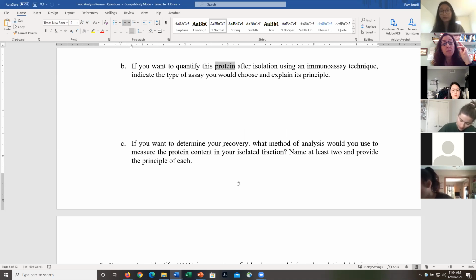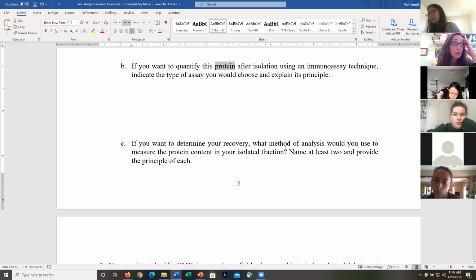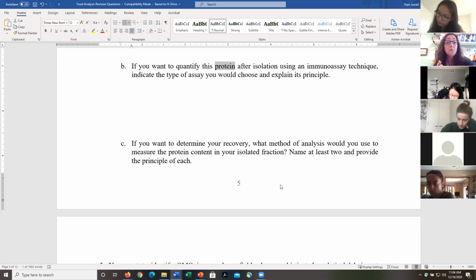So if I want to determine recovery rate or percent yield, how much protein I was able to collect from the original amount of protein I had, you can simply do a total protein assay. You can use Dumas, you can use Kjeldahl, or you can use even a simple method because it is only a purified solution of protein. So you can use absorption at 280, or you can use Bradford. All of these methods are correct.